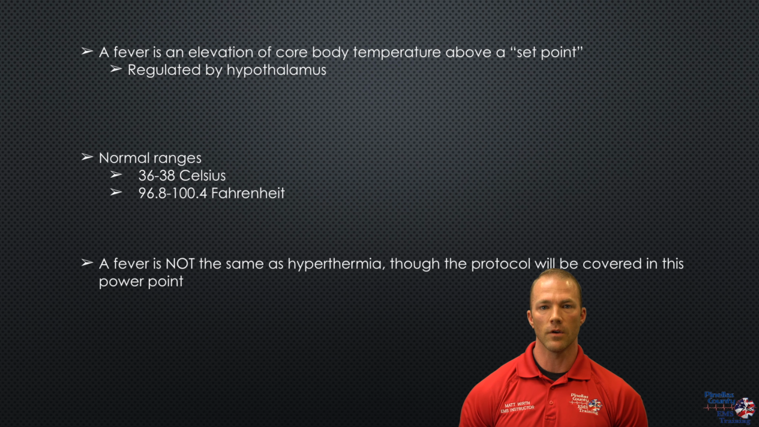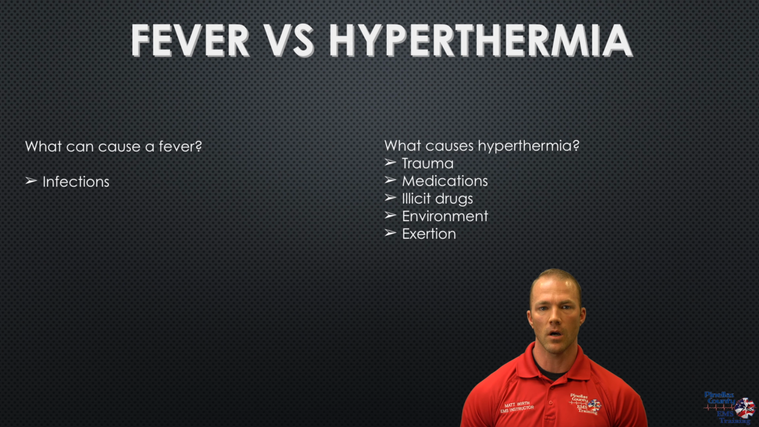A fever is an elevation of core body temperature above a set point. Our body regulates our temperature through our hypothalamus. Normal ranges are between 96.8 and 100.4 Fahrenheit, or 36 and 38 degrees Celsius. A fever is not the same as hyperthermia. Fever versus hyperthermia. What can cause a fever? Well, mostly it's infections. What causes hyperthermia? Well, it could be trauma-related, it could be medication-induced, illicit drug use, the environment, or any kind of exertion.